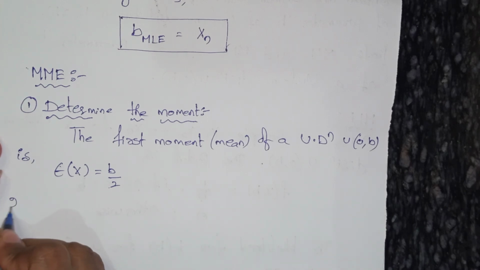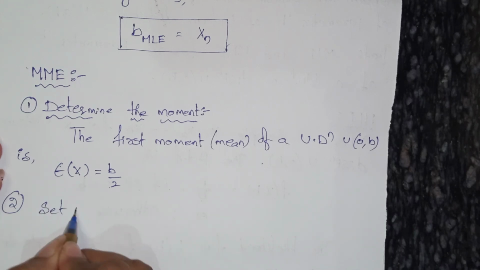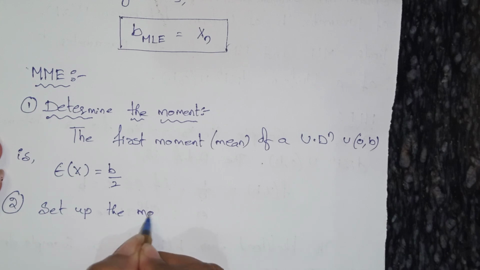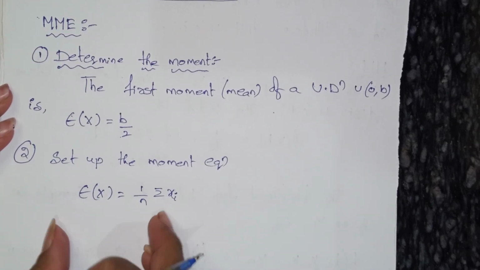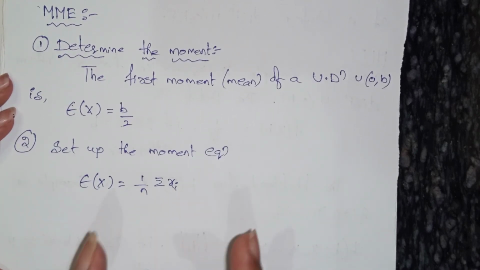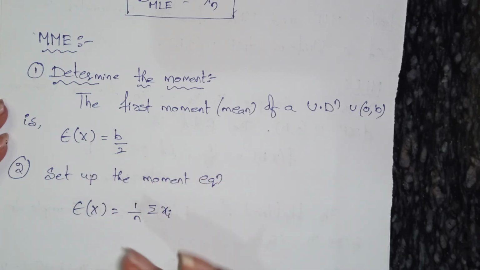Okay, so next, second point is set up the moment equation. So what we have to do is find out the equation. That is nothing but the expectation of x formula. What is the expectation of x? Expectation of x is nothing but x bar, so 1 by n summation xi, isn't it? This is the mean formula, which is common to every distribution. But b by 2 is the mean for only the uniform distribution. Okay, so that is the difference.